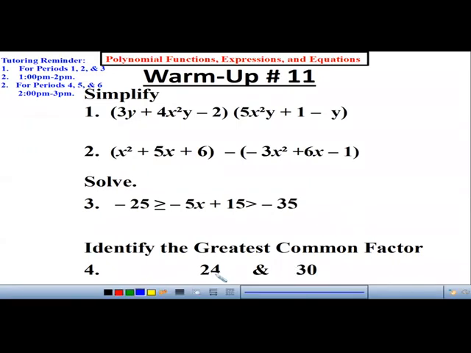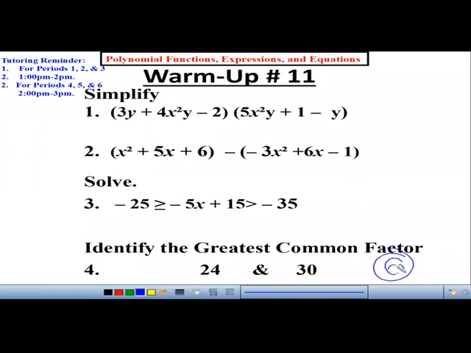Greatest common factors. What is the greatest number that divides both numbers? It's not 2. It's not 3. The correct answer is 6. That is correct. Bam, Alberto, let's go.